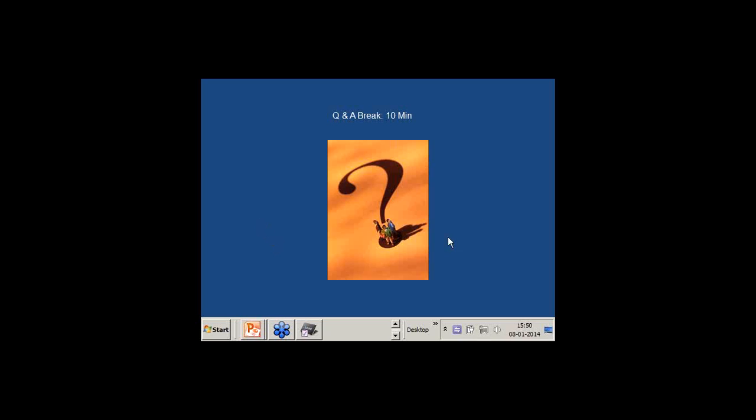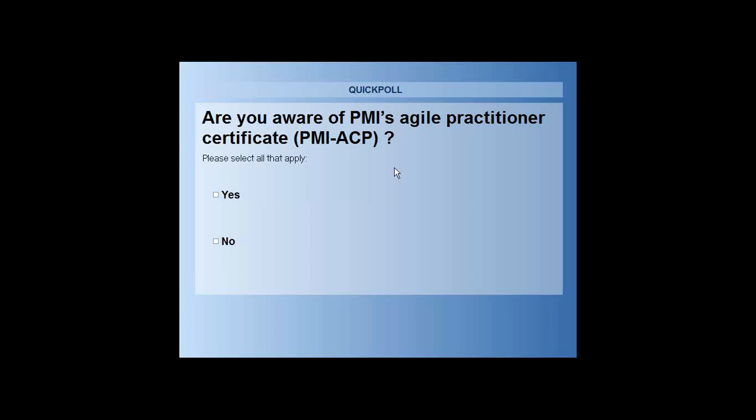So a final segment, Shilanga, you can launch a poll. I just wanted to know how many of you have heard about the PMI-ACP certification. It's a certification from PMI. So in the next segment, I just want to give a brief introduction of PMI-ACP. I'll launch a poll, and then we quickly move to the next segment. I'll launch the poll quickly. Alright, I'll close the poll now.